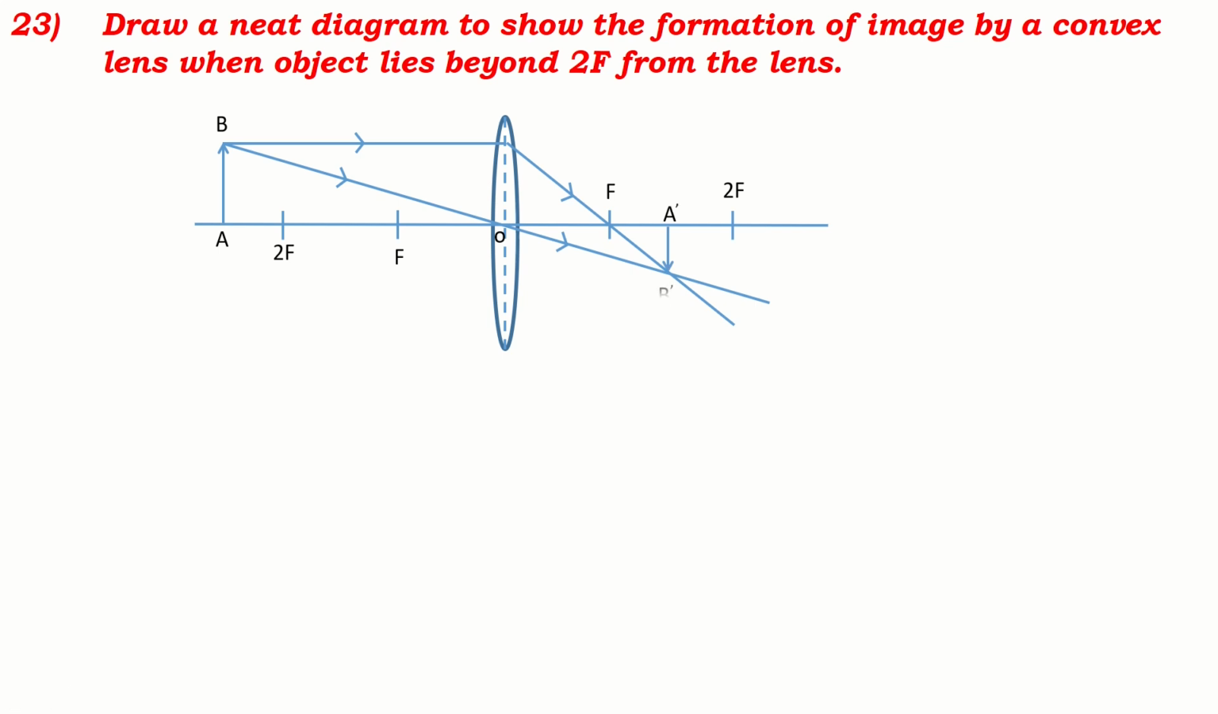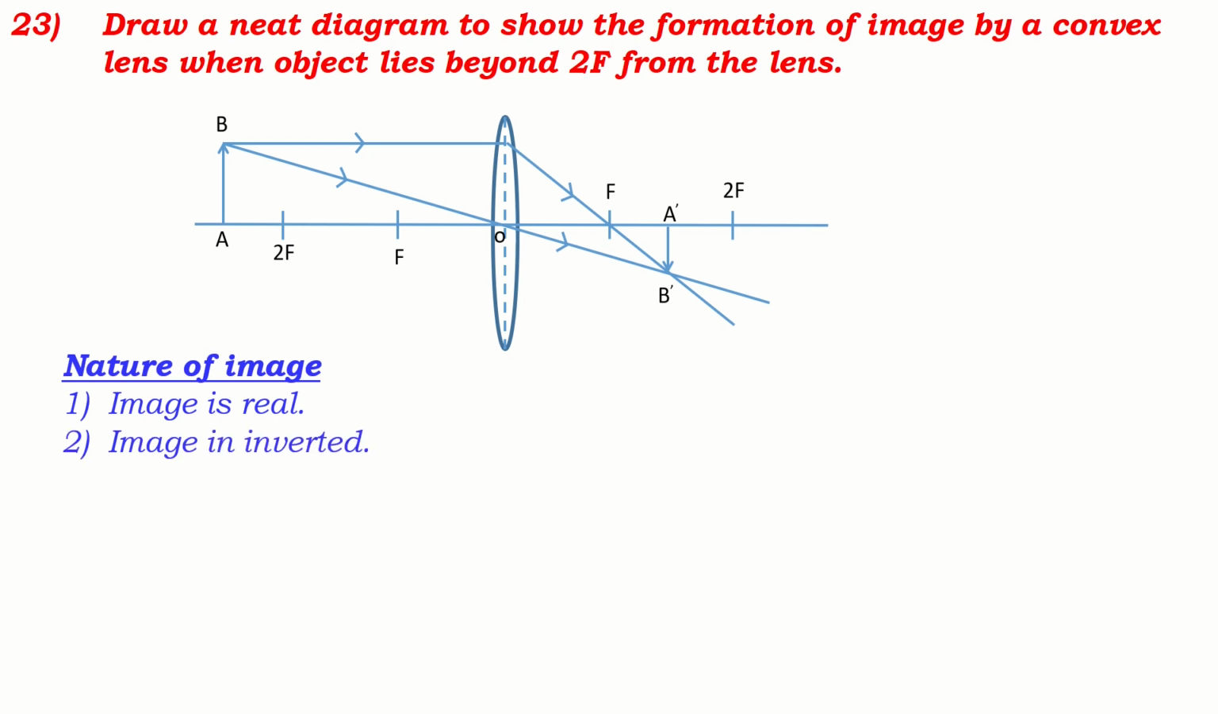Okay, now we can write the name of the image also. Object is AB, its image is A dash B dash. Now nature of image. Image is real because the refracted rays really intersect and the image is formed. That's why the image is real. Image is inverted, it is clearly seen in the diagram. It is inverted, and the image is diminished. It is smaller than the object. Look at this, it is smaller than the object. That's why the image is diminished.